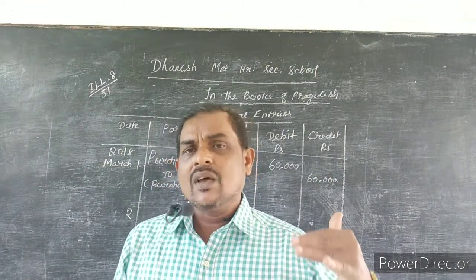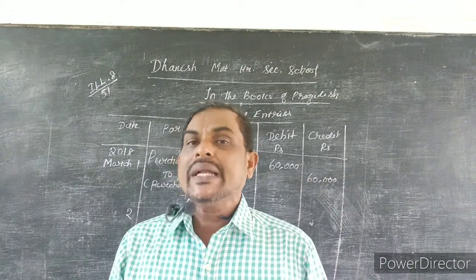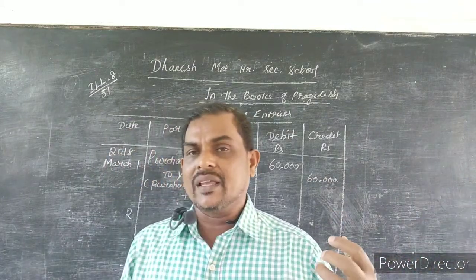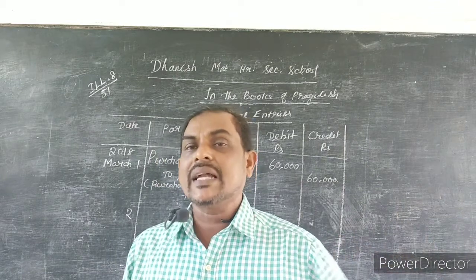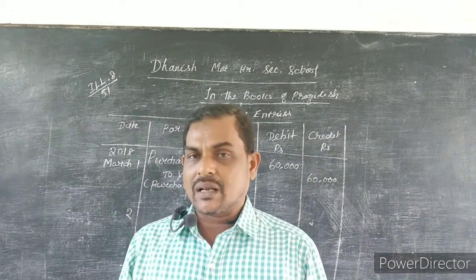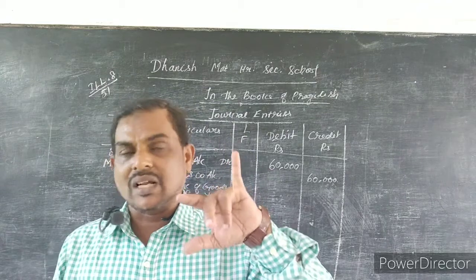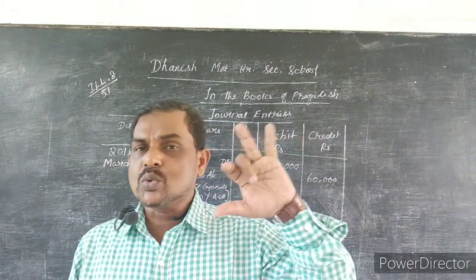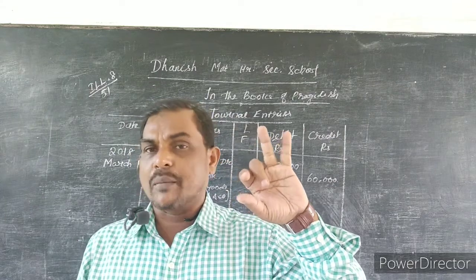Pragadish, the owner, sold some goods to D and company on credit. So it means D did not pay the money immediately. So D is the debtor. D is the debtor. Okay, so D is here a personal account. Sold goods, that is sales, is a nominal account. So two accounts, one is a personal account, another one is a nominal account.